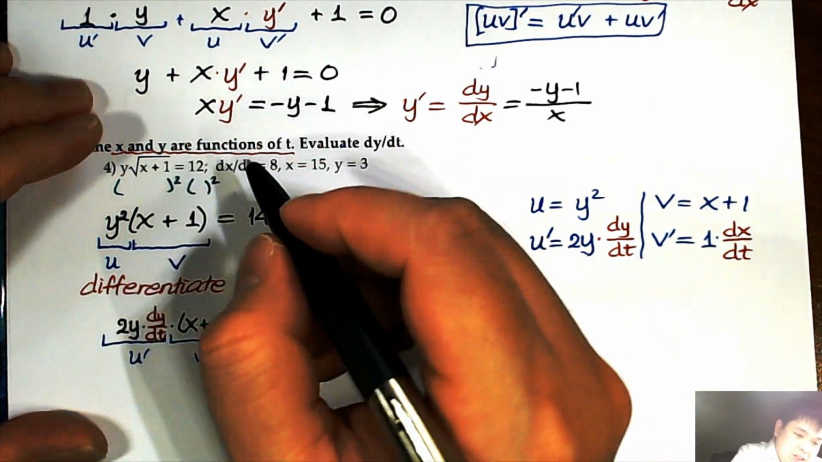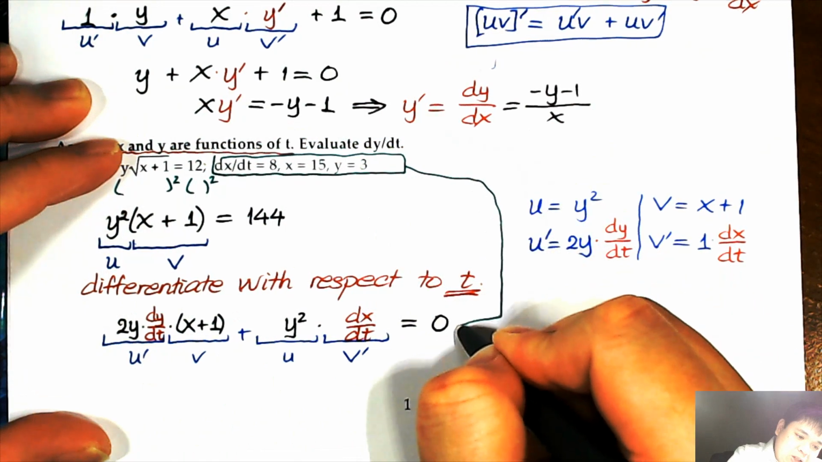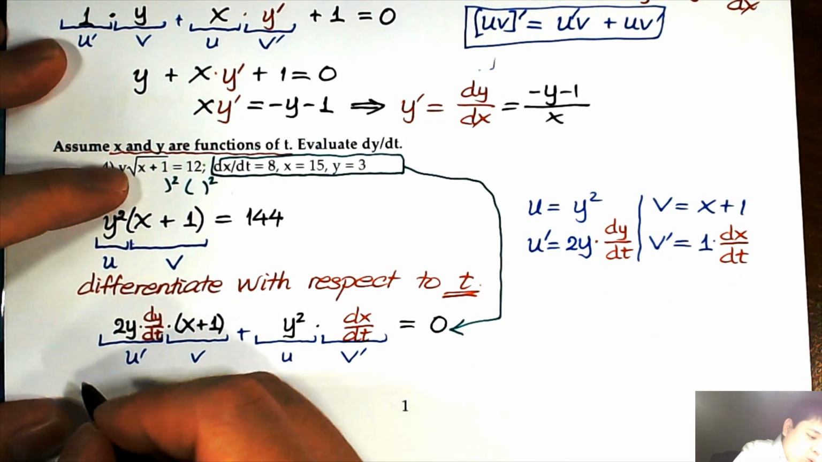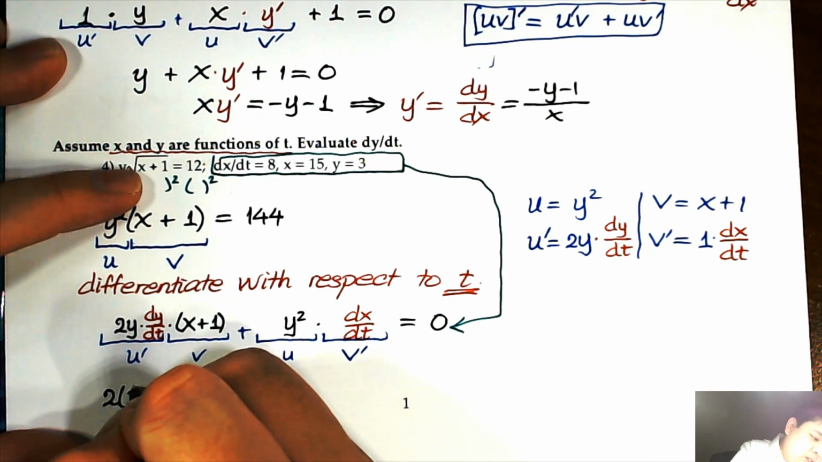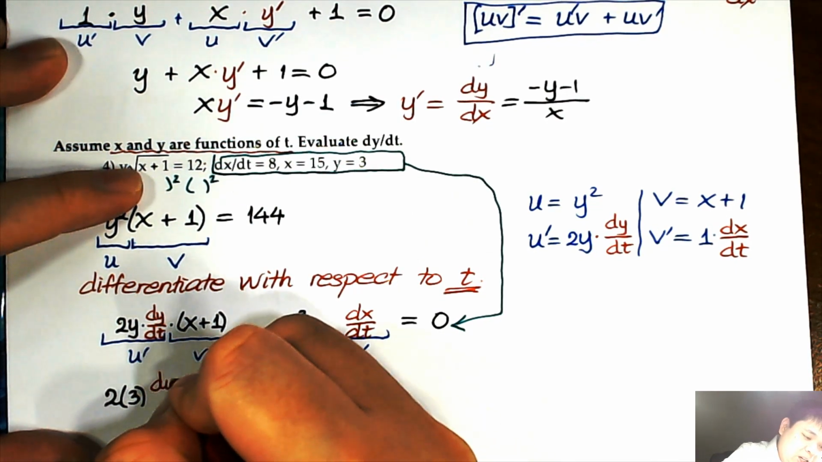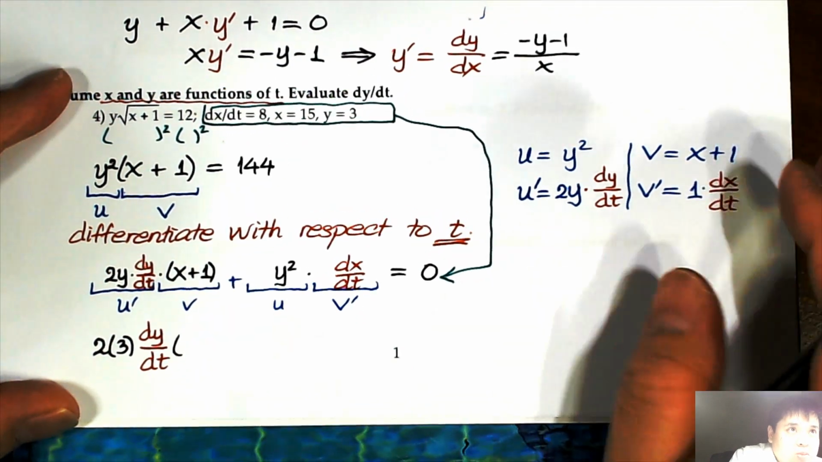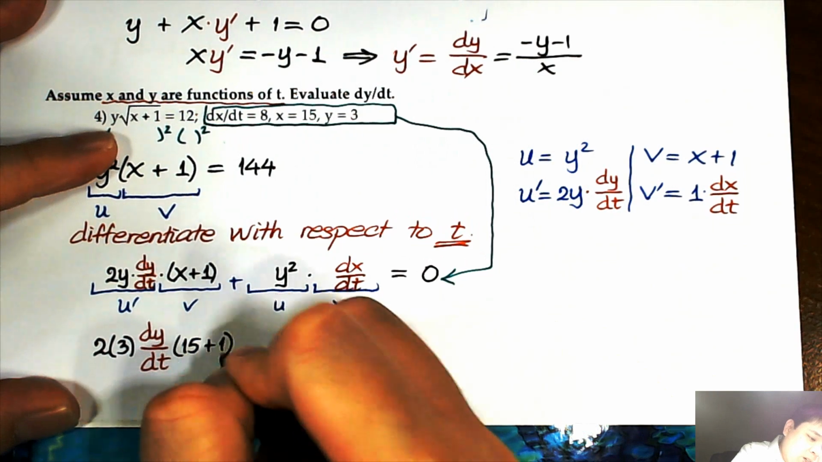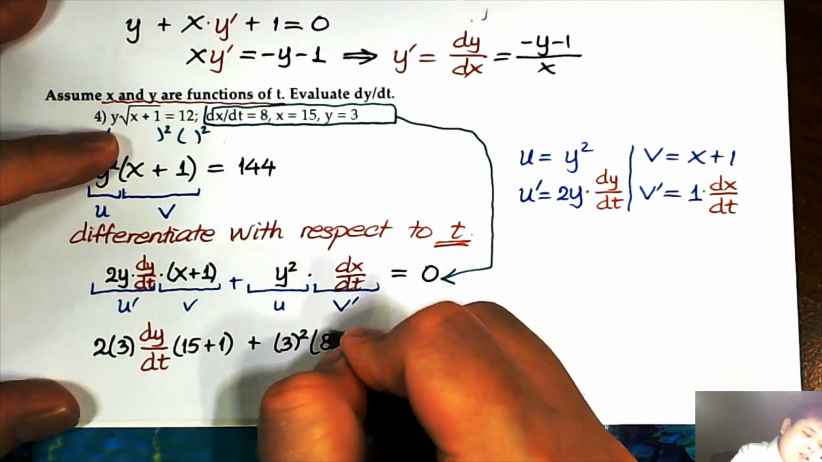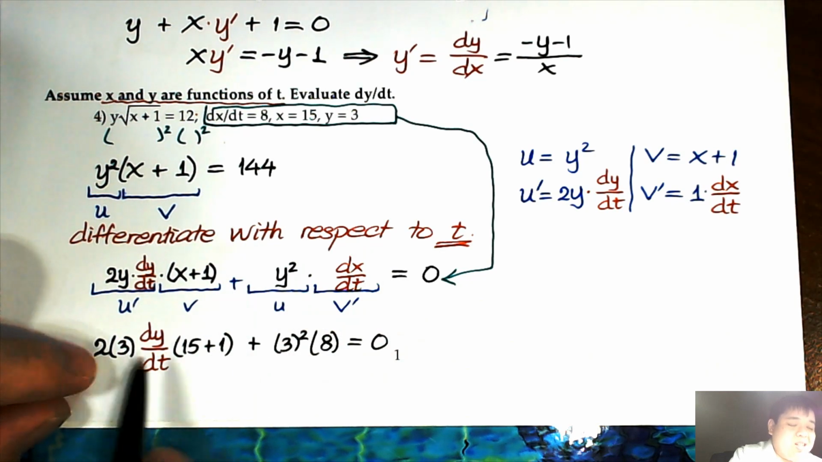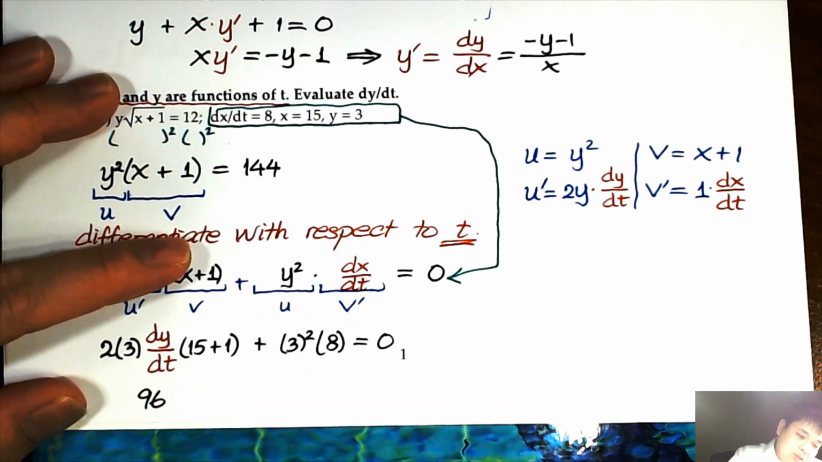Now we're going to evaluate at these values. I'll substitute those values into this equation. Right, 2y, y is 3, and then dy over dt. I'm just going to write using red because that's what we're solving for. x plus 1, x is 15 plus 1, y squared, that's 3 squared, dx over dt is 8, equal to 0. So we have 2 times 3, that's 6, 15 and 1, so 6 times 16, that's 96 dy over dt.